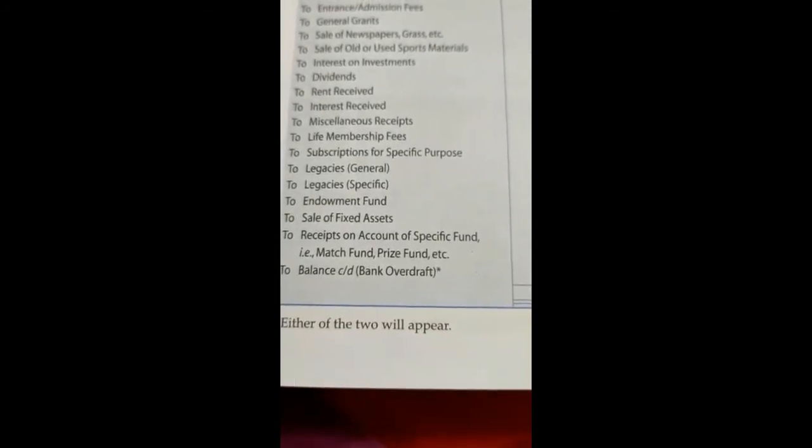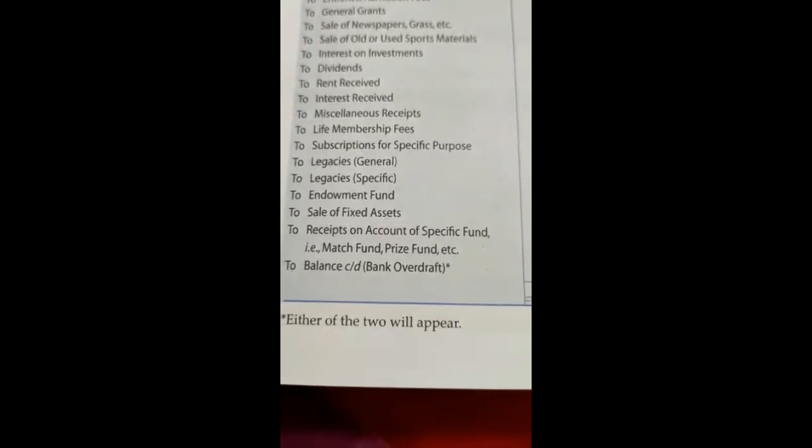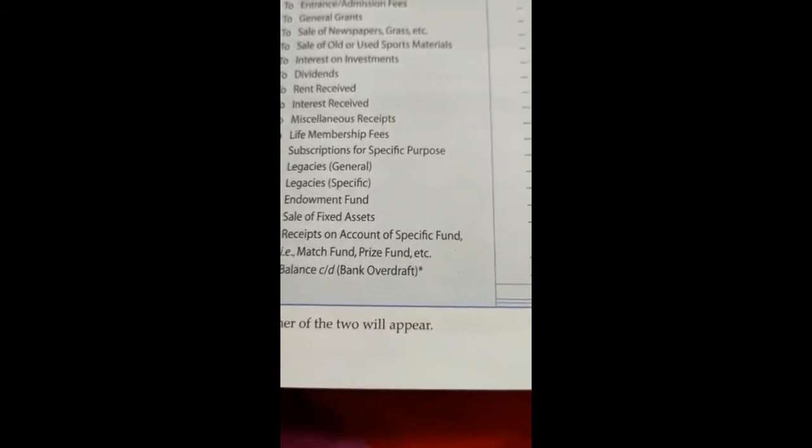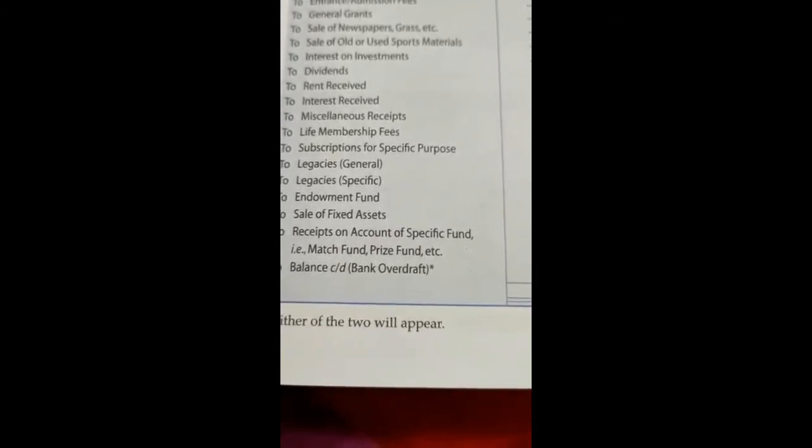Then you have endowment fund. It is also a fund created, for which the members pay the money, so that becomes our receipt.